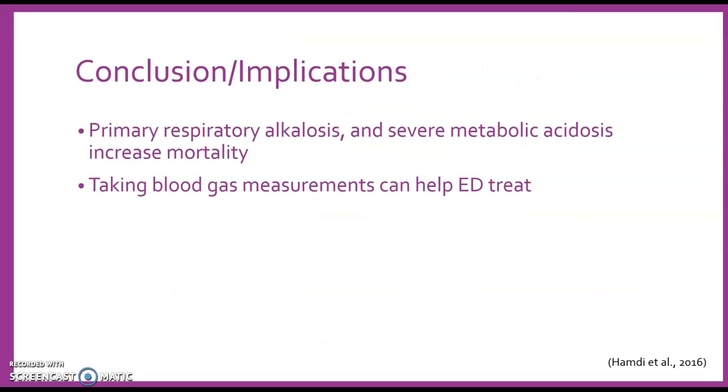And ultimately, this study concluded that the primary respiratory alkalosis and severe metabolic acidosis, separately or combined, are what are more likely to increase mortality. And kind of the implications and why this is important is that it lets clinicians know and lets healthcare systems know that really taking those blood gas measurements on arrival in the case of acute poisoning is important. That can help emergency departments treat and figure out who needs the most help the quickest so that they can hopefully recover and get to return to a normal life.